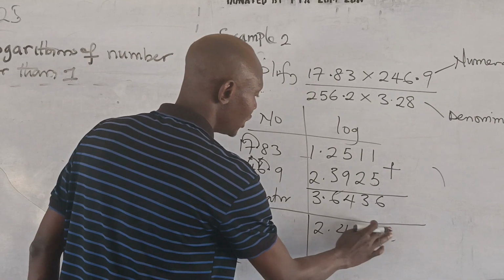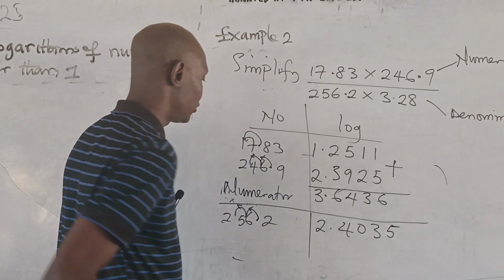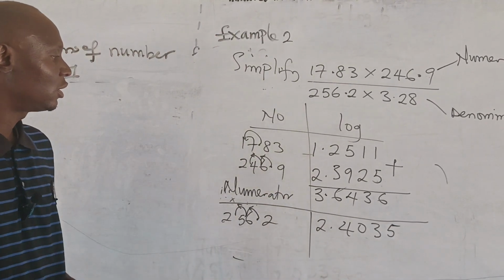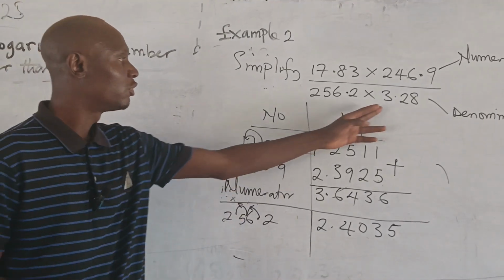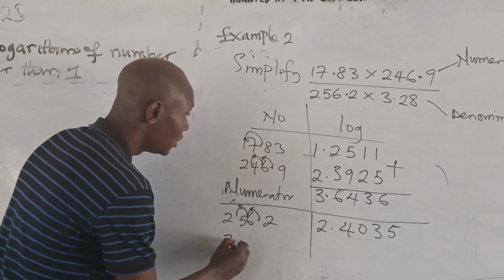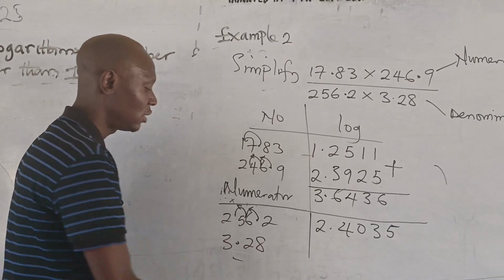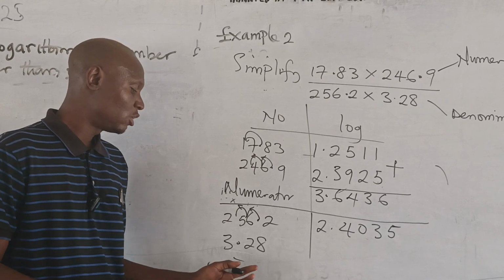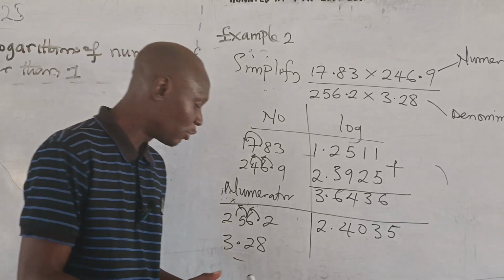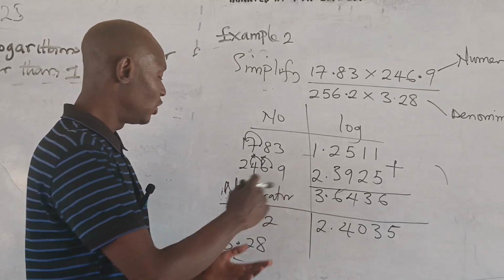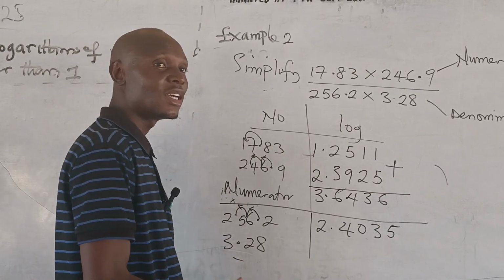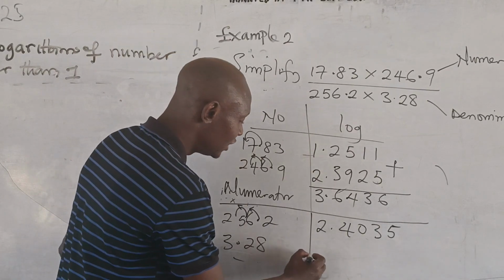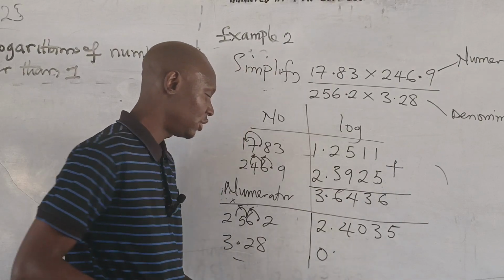4035, sorry, 4035. Then we move to the next one, that is 3.28. Here, the point is not moving because it's in between the first digit and the second digit. So here the integer will be 0.